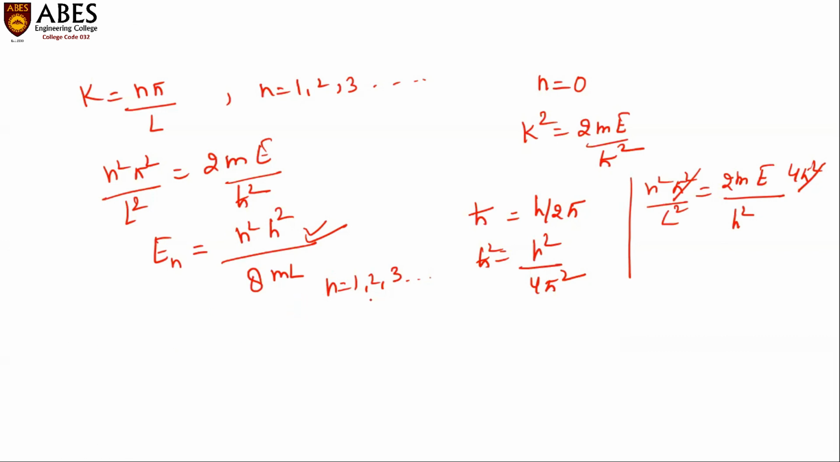Okay, so this is the energy formula for the one dimensional potential box, where n is the number of the energy level, h is the Planck constant, m is the mass of the particle, and L is the length of the box. On the basis of this, we can calculate the energy of a particle.